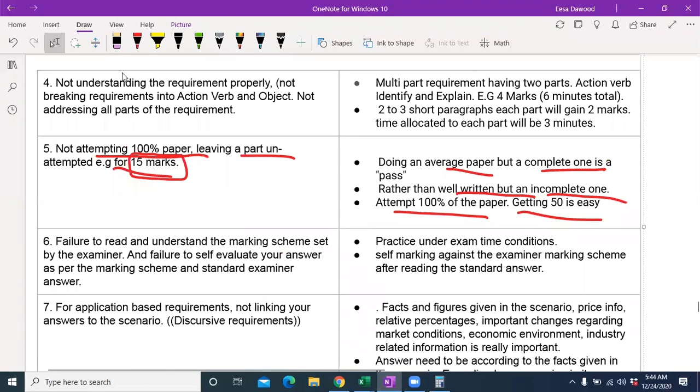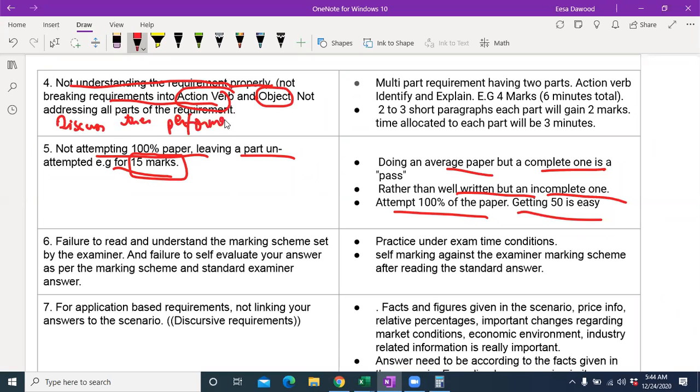Another reason for failure is not understanding the requirement properly, because you are not breaking the requirements into action verb and object. What is the action verb and object? For example, discuss the performance, or explain the advantages or disadvantages. For example, explain the performance in this period, or explain the advantages or disadvantages of, for example, activity-based costing.